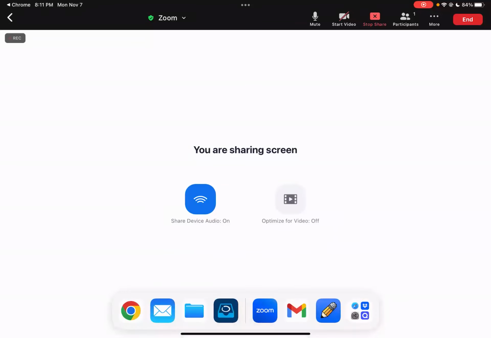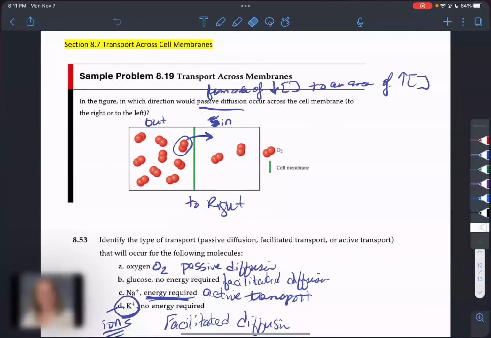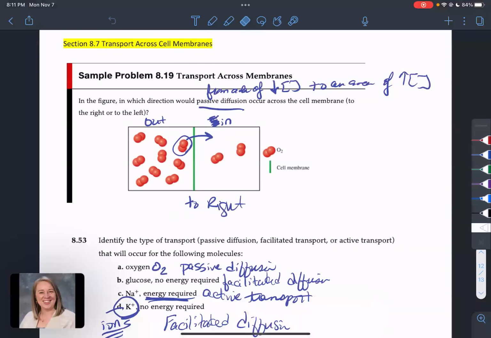All right, we are going to go in and finish chapter 8, and then we're going to start chapter 9. So the very last section is all about how things are transported across cell membranes. And what you kind of have to remember is that we have a semi-permeable membrane that's a barrier between our cells and their outside environment, right?